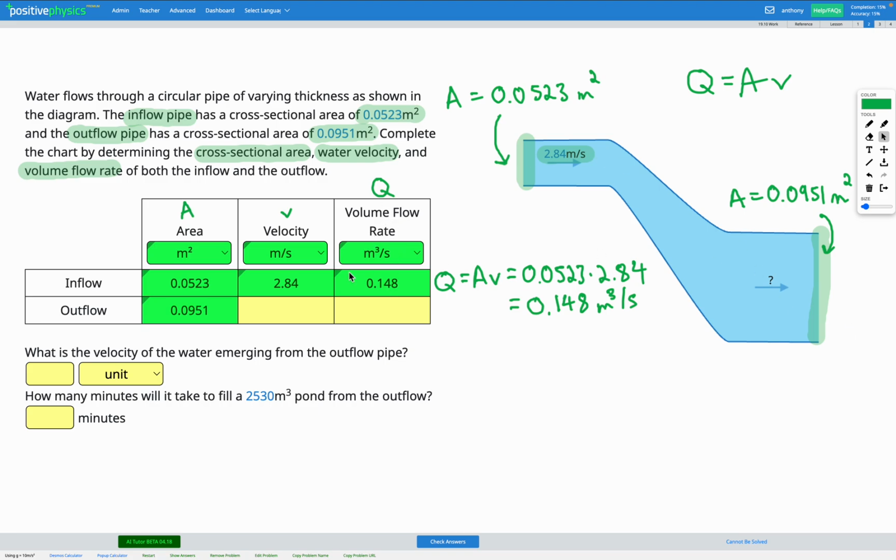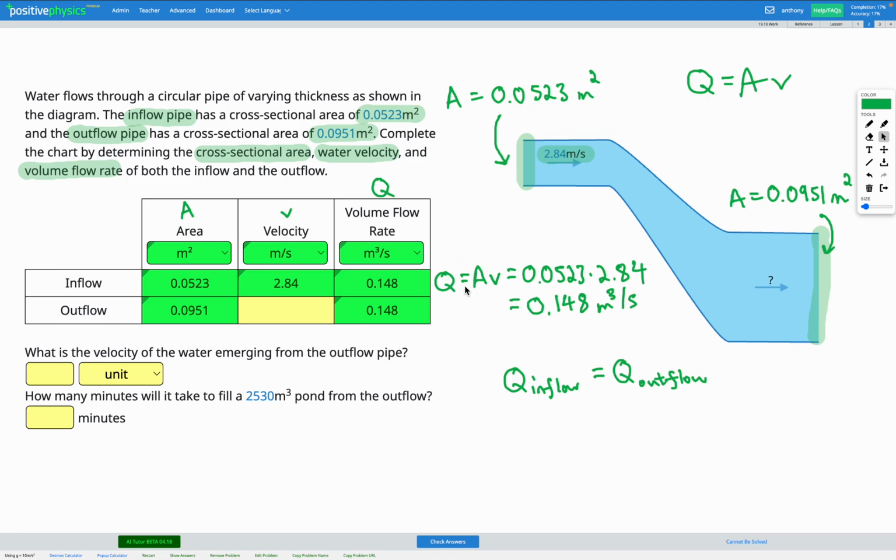If our pipe is rigid, then the water coming in and the water coming out have got to be equal. So our volume flow rate of our inflow and our outflow are going to be equal. So I'm going to label that here. Our inflow volume flow rate has got to be equal to our outflow volume flow rate. So we can go ahead and fill in here. This is going to be the same, 0.148. Awesome. So now we have the cross-sectional area of our outflow and we have the volume flow rate because it's the same as of the inflow.